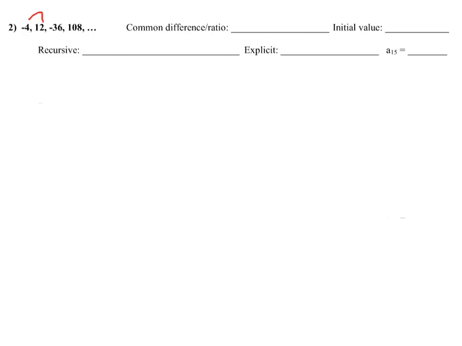This has a pattern of multiplying by -3. So this one is geometric. It has a common ratio of -3. And the initial value is just the first term in the sequence, which is -4.